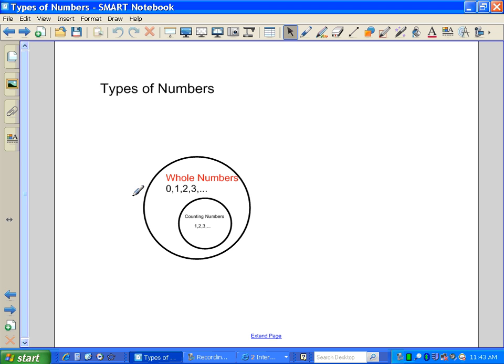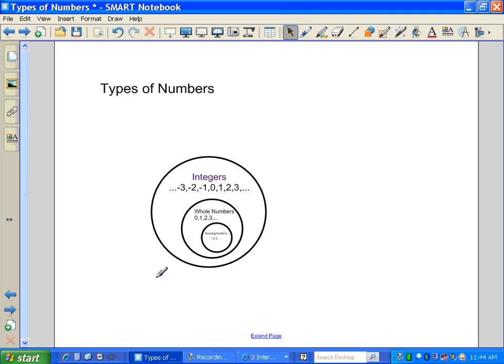As you got a little older, you were introduced to whole numbers. Whole numbers are the counting numbers, but the only extra little piece now is that we've got 0. That covers all the whole numbers. So contained within the whole numbers are the counting numbers. Another type of number.